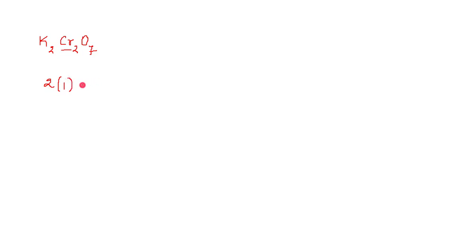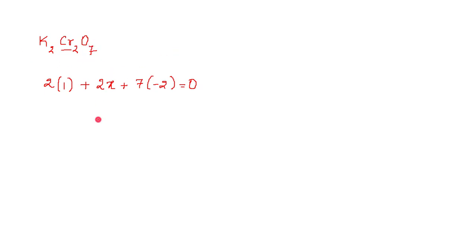So 2 into 1 plus chromium. How many are there now? 2 are there. Earlier 1 atom was there, now you have 2 chromium atoms, so you take it as 2x. Count the number of atoms and take the same number here. If there are 3 atoms, take 3x; 4 atoms, 4x. Now 2x plus how many oxygen? 7. 7 into minus 2, equal to 0. Why 0? Because it is a neutral molecule.